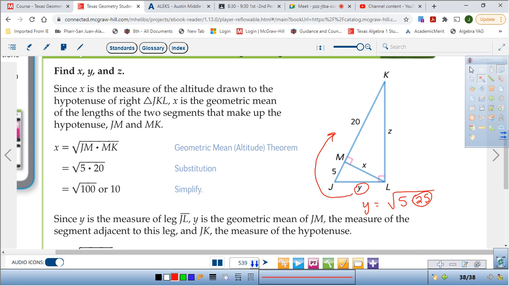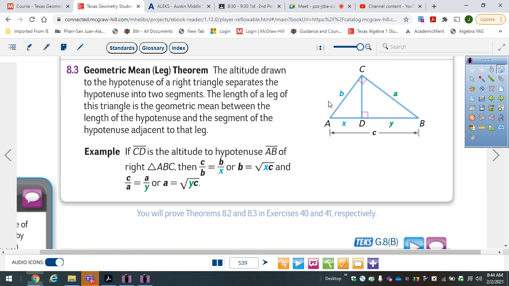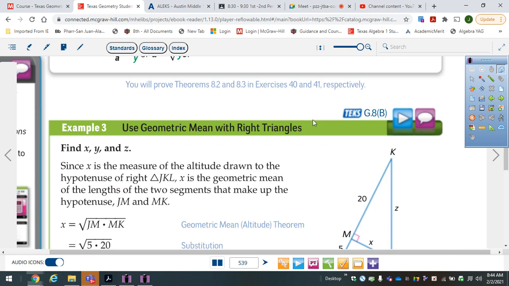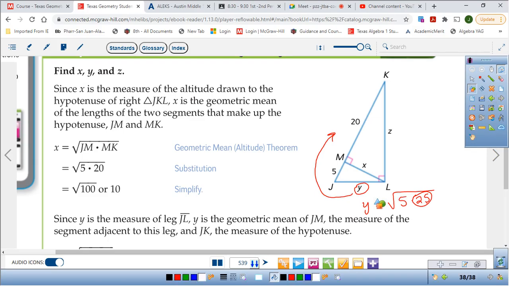Well, remember this, according to this thing, it's over here. It's B, right, is equal to X and C. And C is the whole distance. So what is the whole distance? Well, isn't this one equal to 5 and the whole distance, what is that, 25? So there it is.